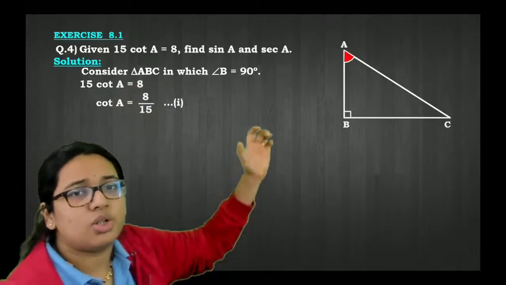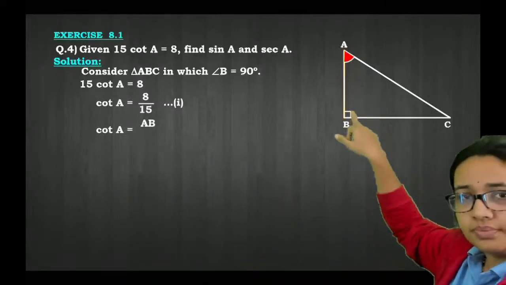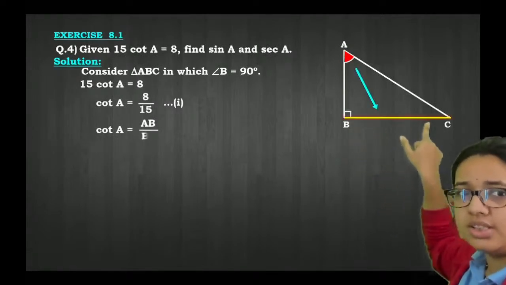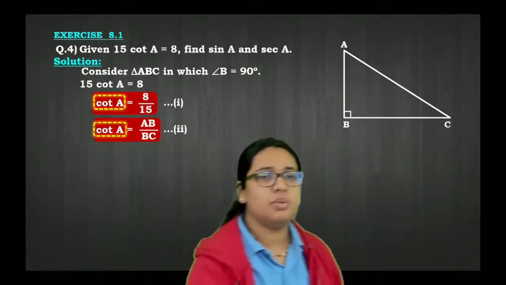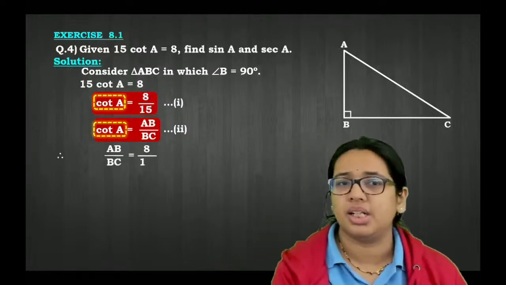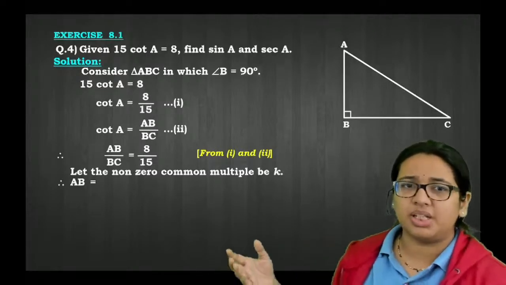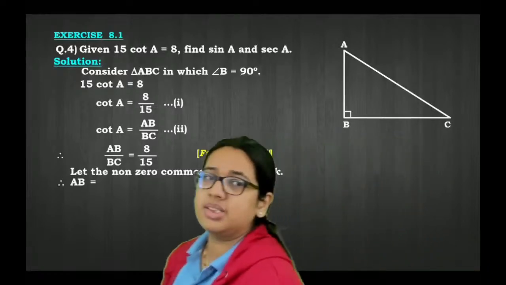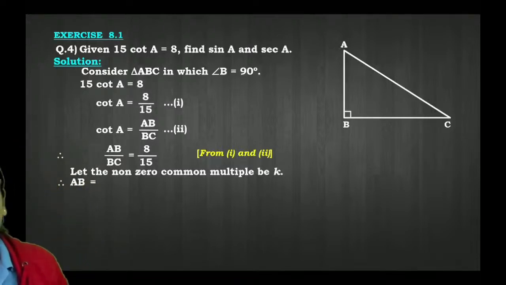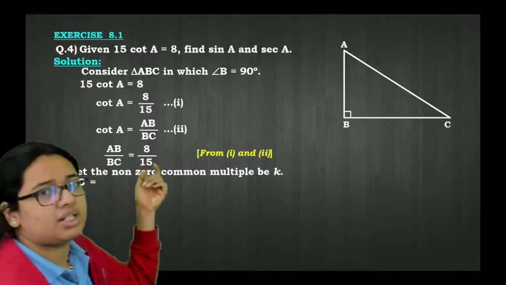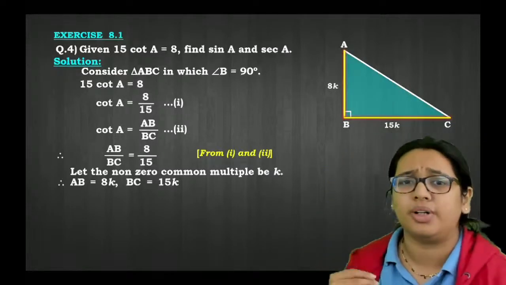But we know that if we are talking about cot A, cot is nothing but A upon O, that is adjacent upon opposite, which will be AB upon BC, can be written as 8 upon 15, right? So as you did in the first previous one, you are getting something as a ratio. If you have such a ratio, then you consider a non-common multiple, such that you can say AB will be 8 times K and BC will be 15 times K. I think now you can easily find out the value of AC.